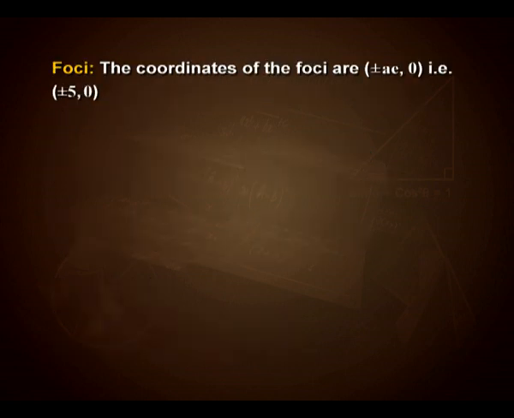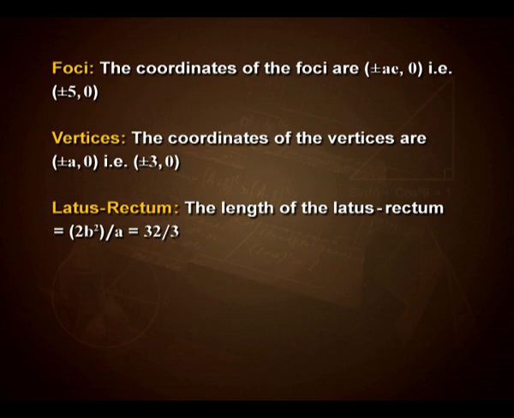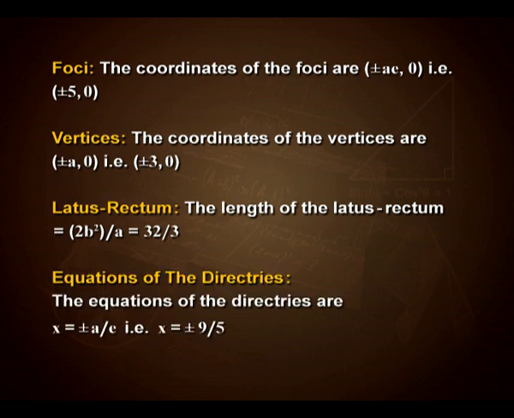Foci can be calculated here. The coordinates of the foci are (plus or minus ae, 0), that is (plus or minus 5, 0). The coordinates of the vertices are (plus or minus a, 0), that is (plus or minus 3, 0). Latus rectum: the length of the latus rectum is equal to 2b square upon a, that is 32 upon 3. The equations of the directrices are x is equal to plus or minus a upon e, that is x is equal to plus or minus 9 upon 5.